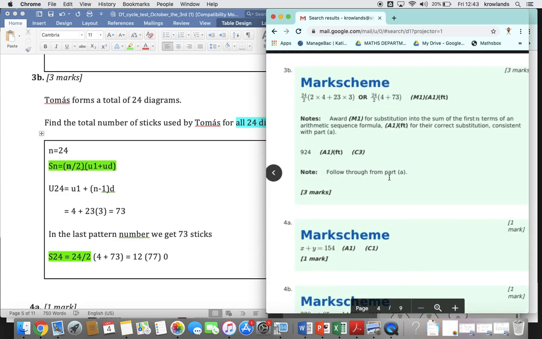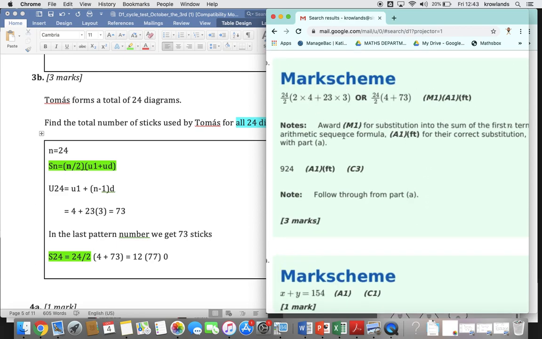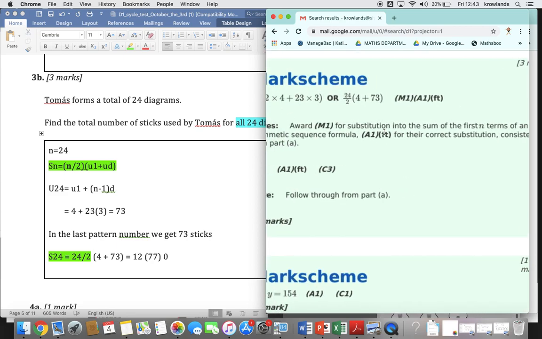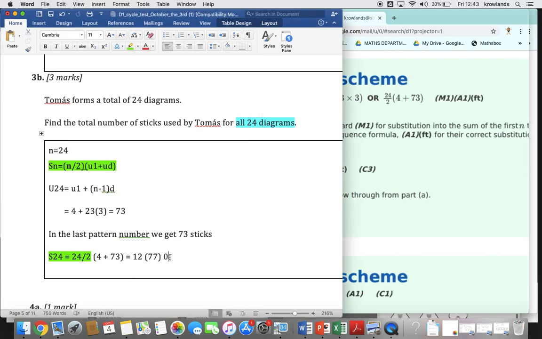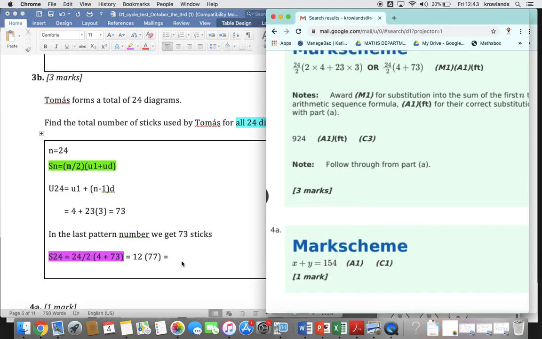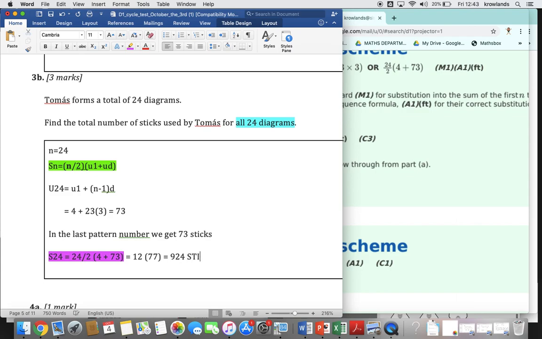There we go. 1 mark for substitution into the sum of the first n terms. So if you write down an equation which looks vaguely like one of these equations, you get 1 mark. And you get a second mark if you write down the correct substitution. So already, by this point, where I'm going to highlight it pink, I would have got 2 marks out of 3. And then I just need to type it in the calculator correctly, and it'll give me 924 sticks.